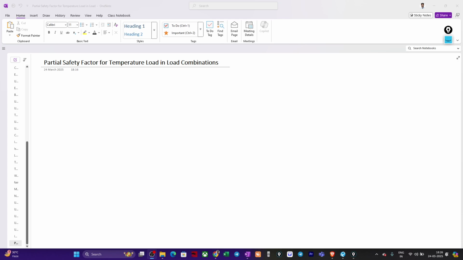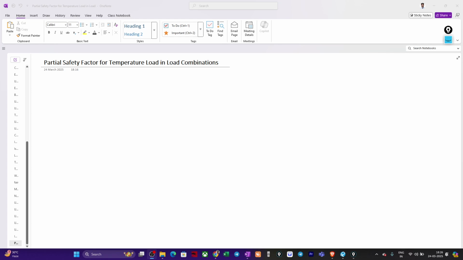In this lecture, we're going to discuss a very important topic, which is partial safety factor for temperature load in load combinations. Many people have confusion about this particular topic, because in our code there is no clear mention about this particular thing, right?